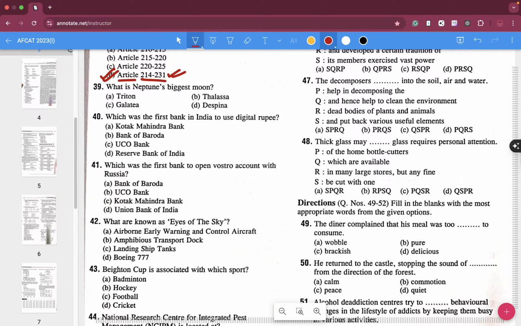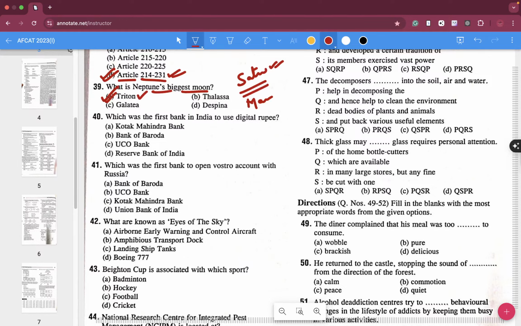What is Neptune's biggest moon? The biggest moon of Neptune is Triton. That's what you have to keep in mind. Similarly, you need to keep in mind the moons of Saturn, where Titan is one of them, and for Mars, Phobos and Deimos. All these you have to keep in your mind.